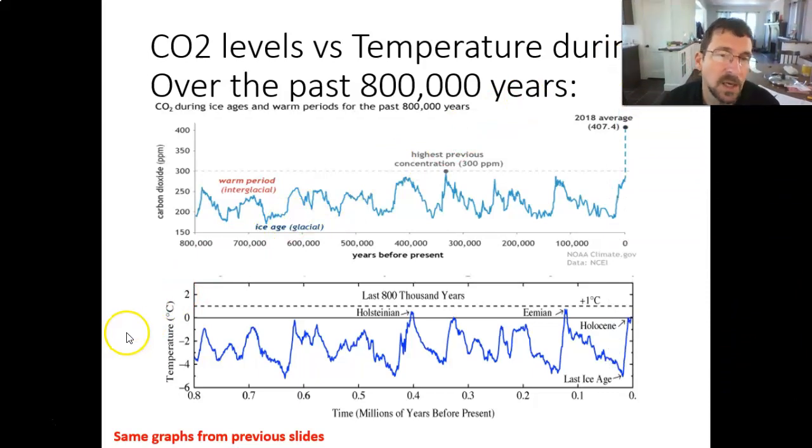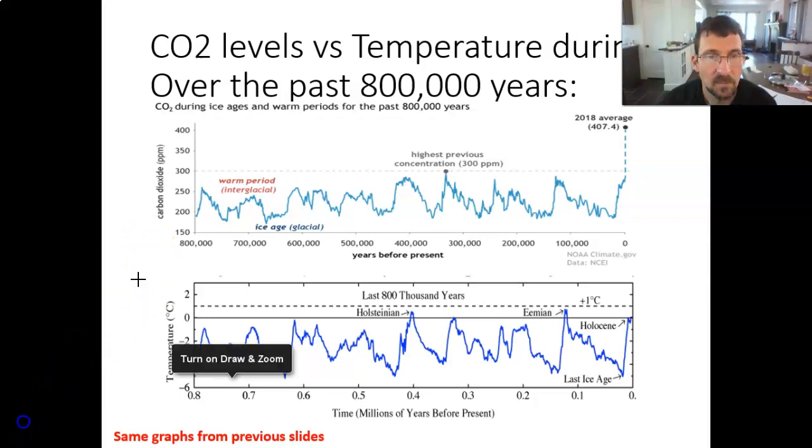So this new slide is showing the same slide we saw before. So we're looking at carbon dioxide levels up here on the top graph. And now on the bottom graph, what we have is temperature. So it's for the same time period. So 0.8 million years is the same as 800,000 years ago. And so these are the same timelines matching up side by side.